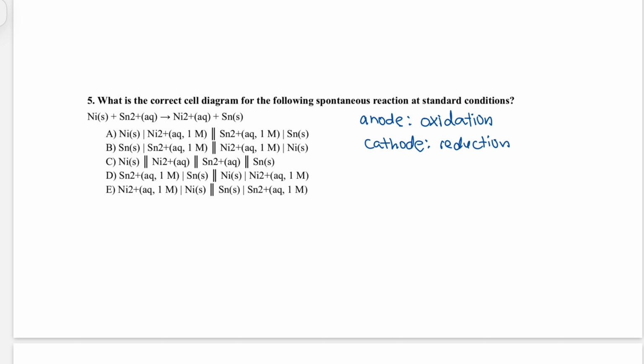So another thing is that the anode or the oxidation is written on the left hand side of these two straight lines that you see in the middle, and then the cathode or the reduction side has to be written on the right side. So all we have to do is figure out between nickel and tin which one is oxidized and which one is reduced. So I'll write the equation over here.